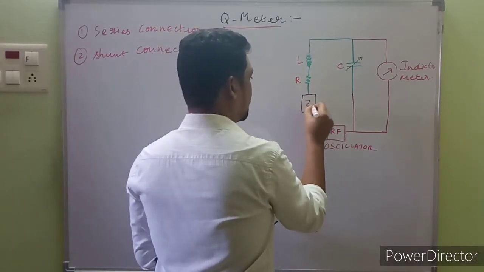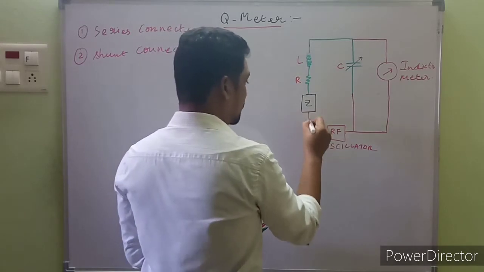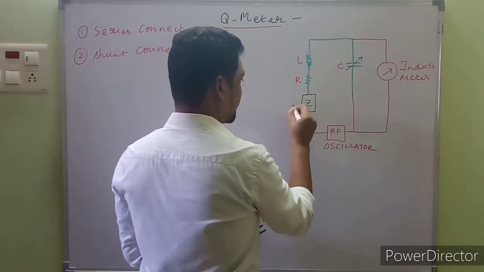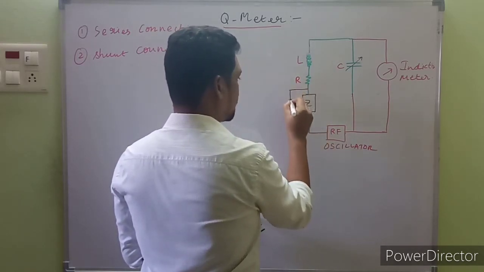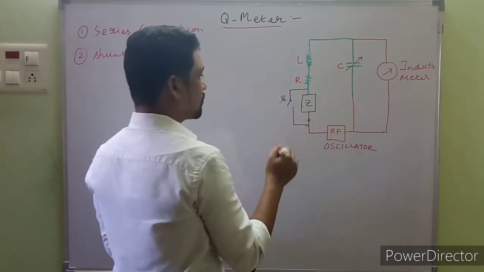It's a Z, unknown impedance, whose quality factor is to be determined. And also, other than this, we have a switch connection over here. We have a switch connection in shunt with this one. We have a switch connection over here. Two readings to be taken.